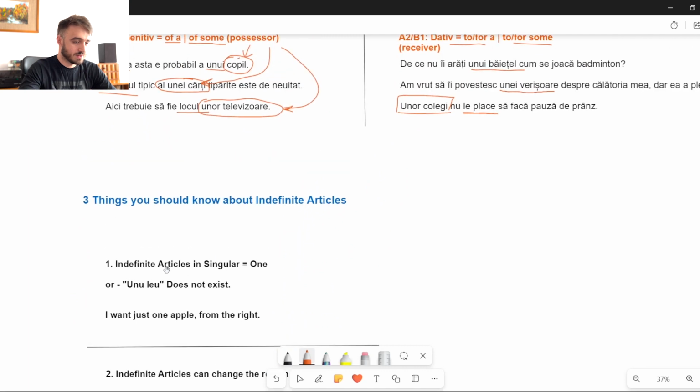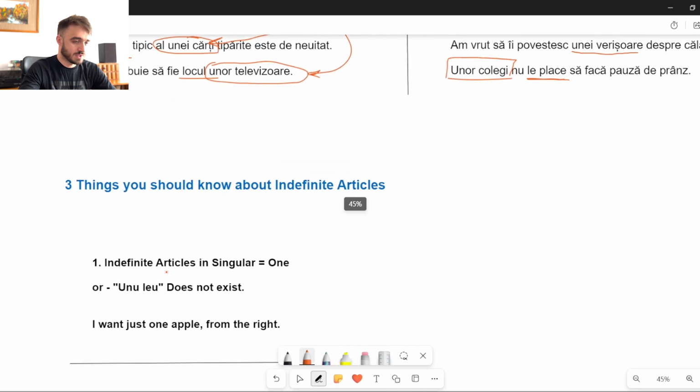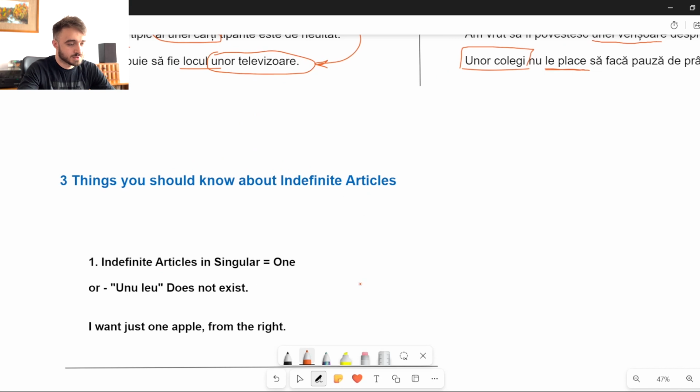And there are three things you should really know about indefinite articles. And I will put for each one of them probably a level, because they are increasingly more difficult. This is, I assume, something like A0. It's extremely easy. It's something that everybody should know about the indefinite articles in Romanian. Indefinite articles in singular means one.